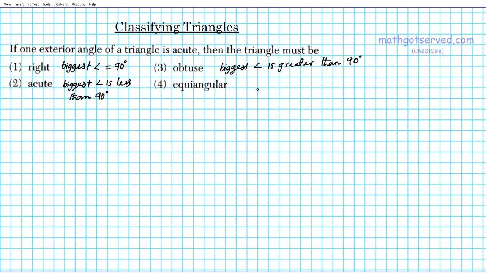Okay, and then equiangular just simply means that all the angles are the same. So you have 180 degrees as the sum of interior angles of a triangle. If you break that evenly, you're going to have 60 degrees, right? So all angles are 60 degrees. That tells you it's an equiangular triangle.